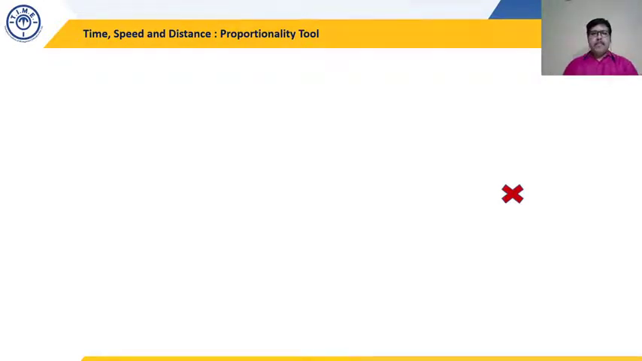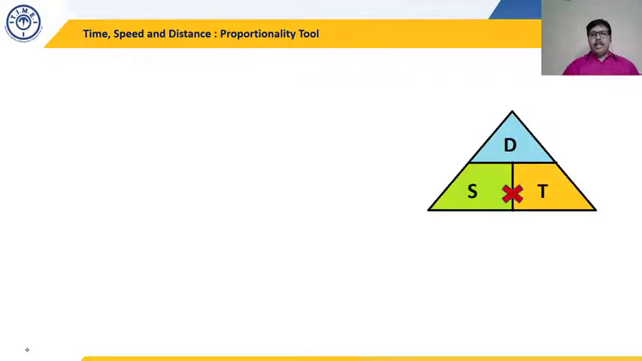For example, what your variation tool says: if x is inversely proportional to y, then x into y is constant.